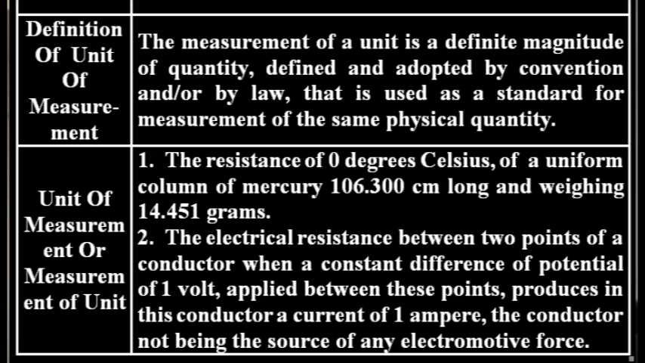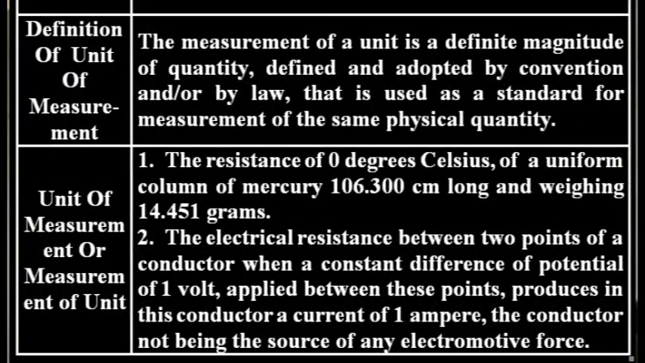So let's go on here. So how do they do it with the ohm? How do they define it? How do they measure the unit? Well, take the resistance at 0 degrees Celsius, I probably should say, of a uniform column of mercury, 106.3 centimeters long and weighing 14.451 grams. And then I think I forgot to write the rest. Well, it's not important because you're not going to do it anyway, and it's pointless.